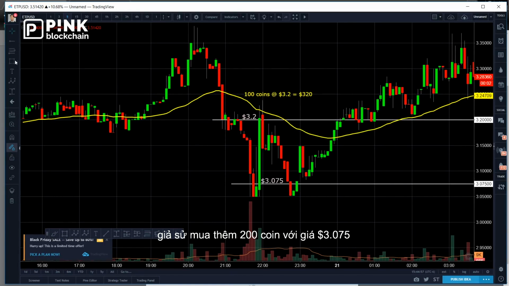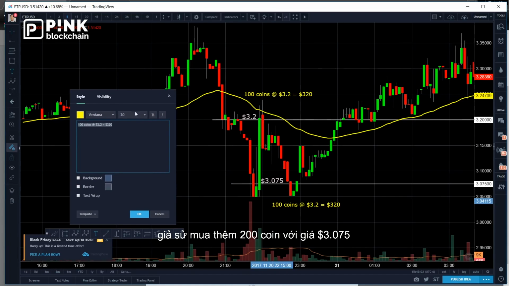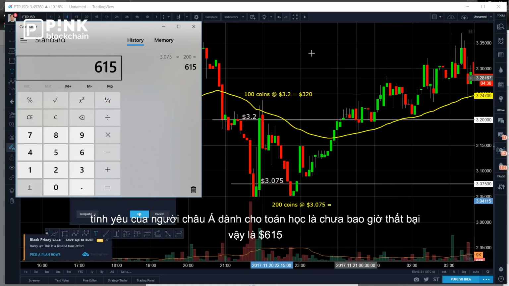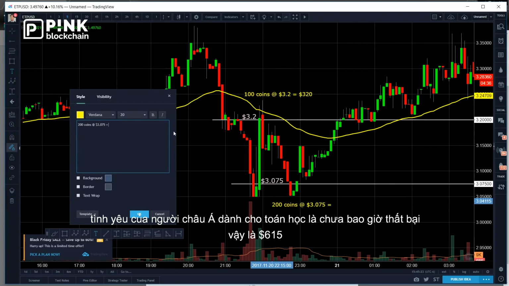So let's say I bought a little bit more, say 200 more coins, right? Let's say I bought 200 coins more at $3.075. What is that equal to? 600, I can't do the math in my head, 615? 615, not bad. Asian level mathematics does not ever fail. So it's 615, okay guys?